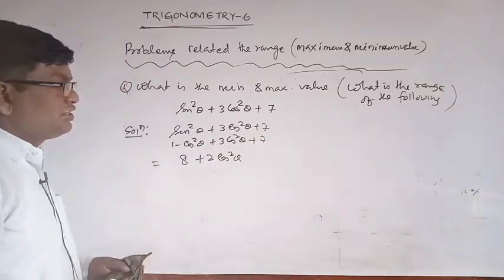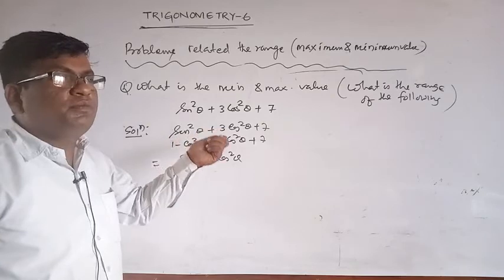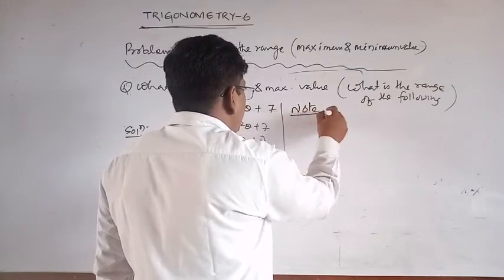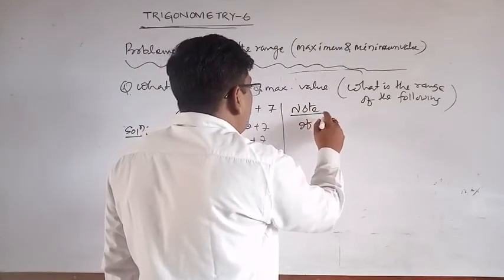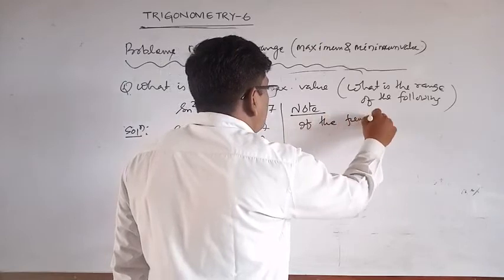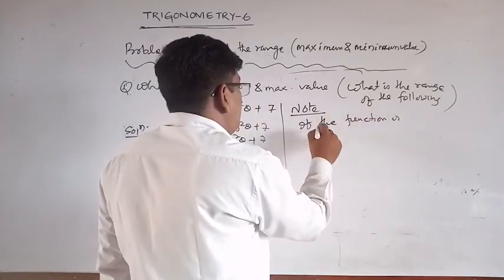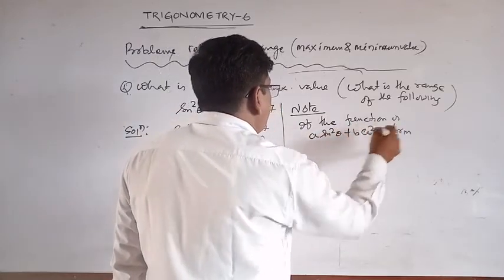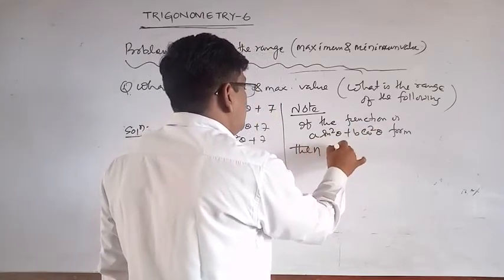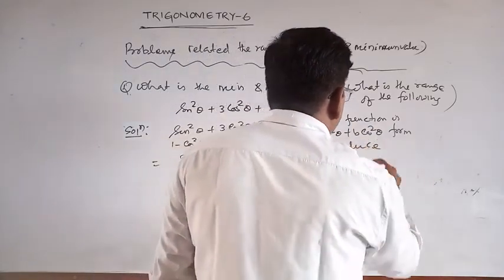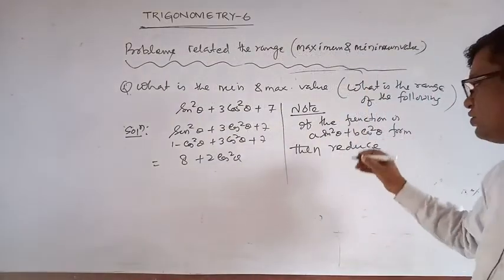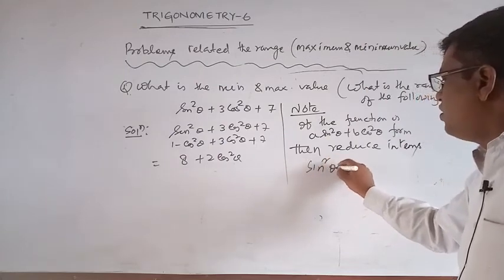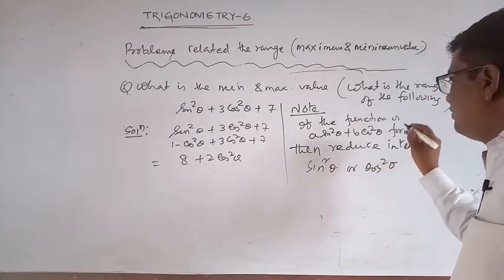Note, if the function is of the form a sin square theta plus b cos square theta, we have to reduce it in terms of sin square theta or cos square theta first.